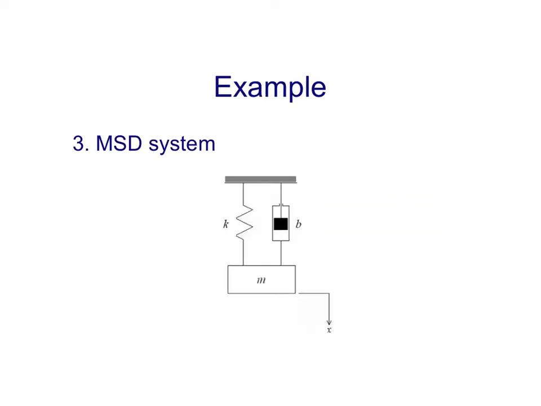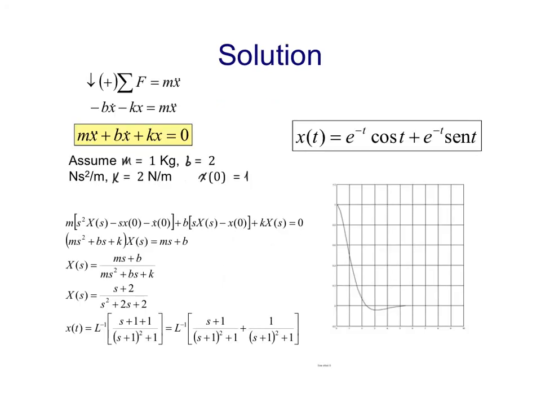Now let us find the mathematical model for a typical suspension of a car. We are considering now a damper, a spring, and a mass. Similarly to the first example, we use the second law of Newton, and the only forces applied are minus b times x dot, which is the force due to the damper, minus k times x, which is the force due to the spring, and this is going to be equal to mass times acceleration.